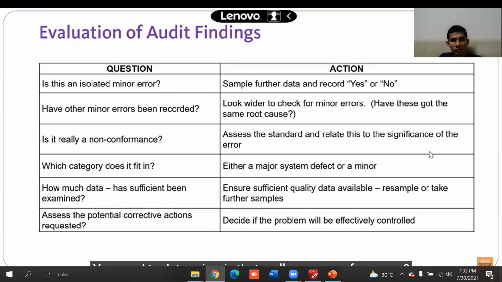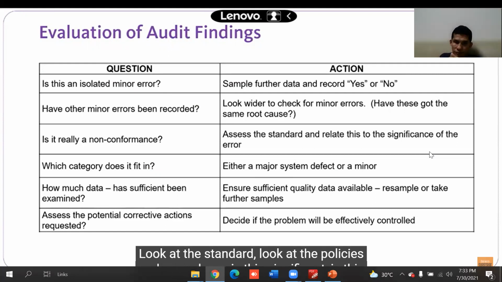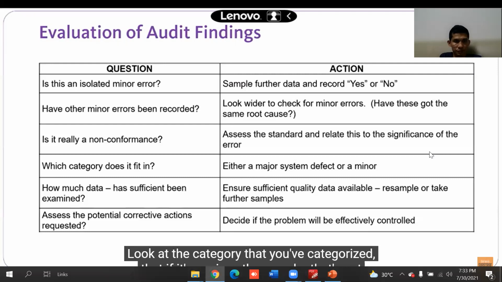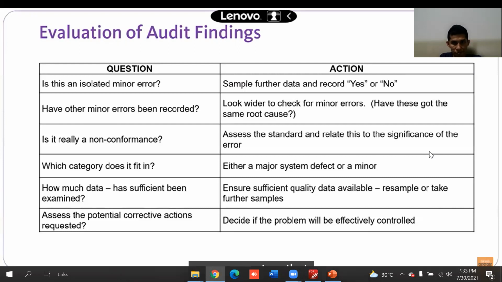You need to determine, is that really a non-conformance? So look at the standard, look at the policies and procedures. Is this significant? Is this not significant? You need to make a judgment call on that. Look at the category that you've assigned. If it's a minor, then maybe that's not something to worry about. But if it's a major error, then categorize it correctly and maybe get agreement from management on that.